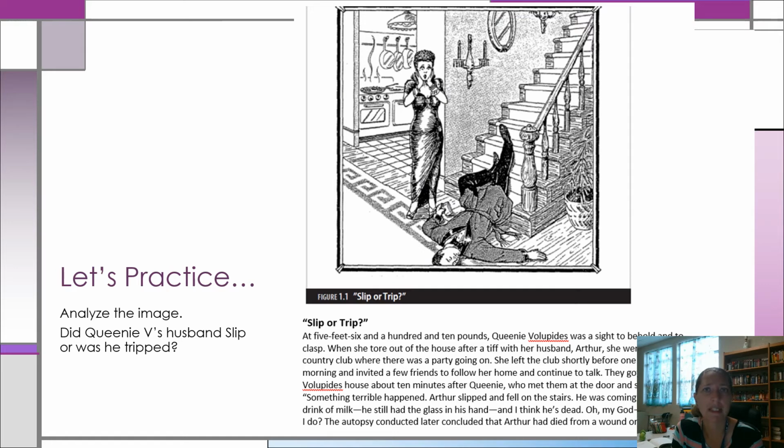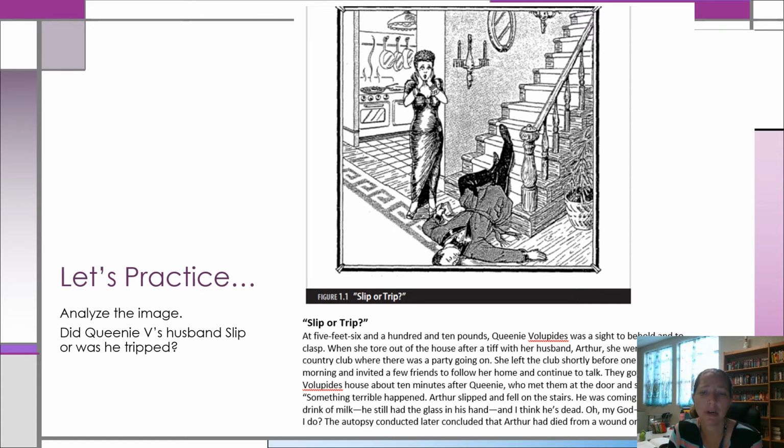So let's put some of this into practice. Our focus is going to be on just structuring a paragraph in which we use evidence from the text, okay? So take a look at this picture that you see here, all right? We're going to analyze this image, okay? This is called slip or trip. So here we've got Miss Queenie Vellupides. We've got her husband, Arthur, and Arthur doesn't look so good, okay? Here's their kitchen, something cooking on the stove. You can see the steam rising up. There's a glass of something in his hand.